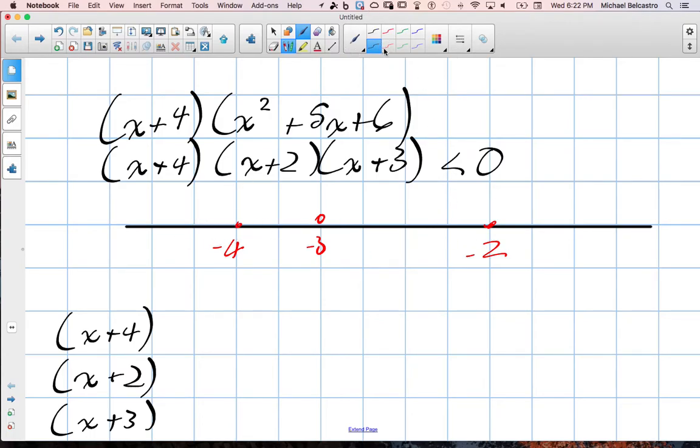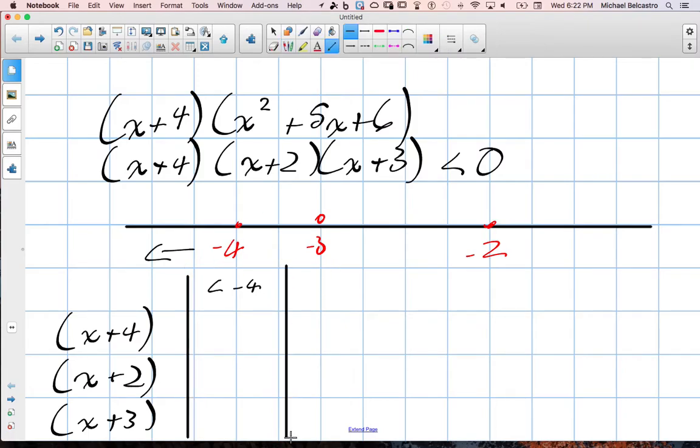So we're looking for something that is less than negative 4. We're looking for a value, and we'll make that one of the columns here. We're looking for something between negative 4 and negative 3. So you'd say less than negative 4, and greater than negative 3.